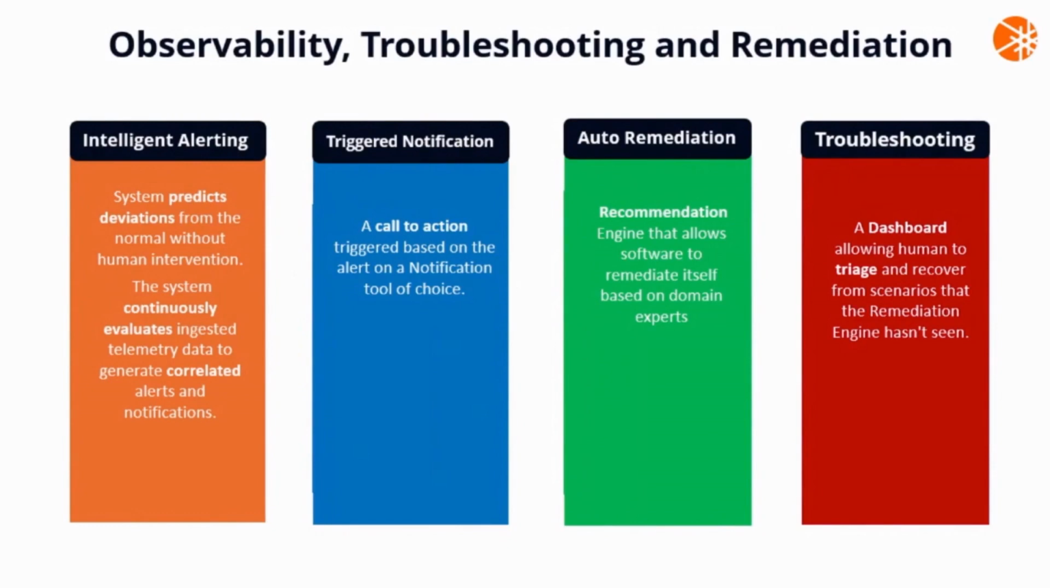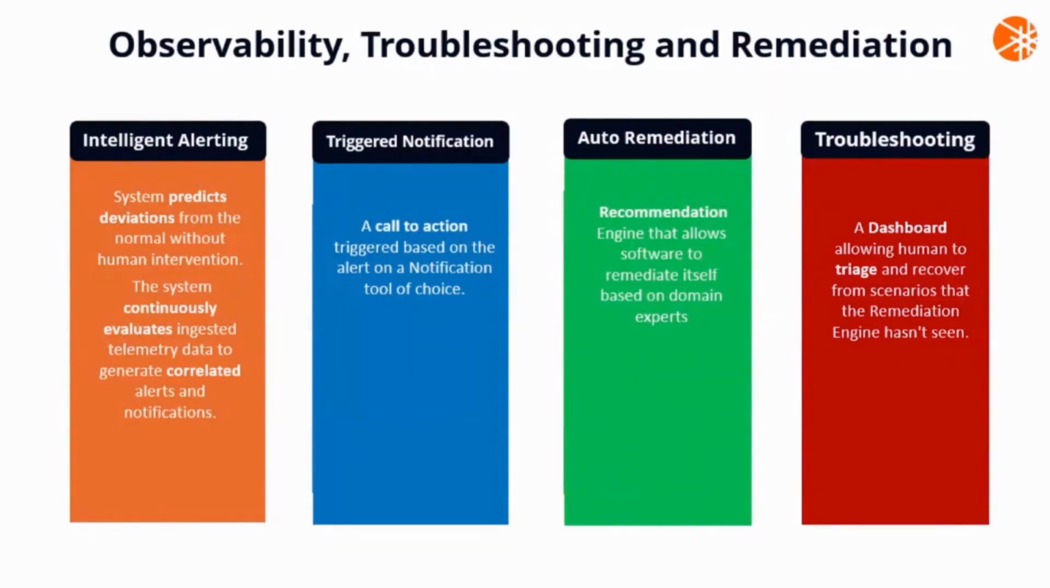The four pillars that we're talking about. One is intelligent alerting. The system is looking for deviations from the norm on the network, and it's predicting things that are happening that you should be alerted on. It continuously evaluates things, and then it correlates these alerts, so you're not getting alert fatigue when you're monitoring your system.